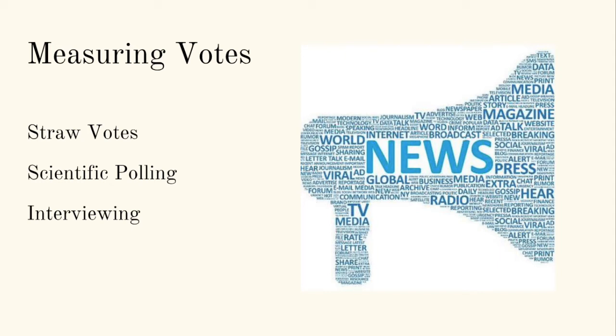Straw votes are not the best because they are the least accurate because they focus on quantity rather than the quality of the votes. Scientific polling is extremely complex, but most accurate, which is defining the universe, the whole population the poll wants to measure. And interviewing is mostly done over the phone. It used to be done by going door to door to houses and asking them which political party they're going to vote for.